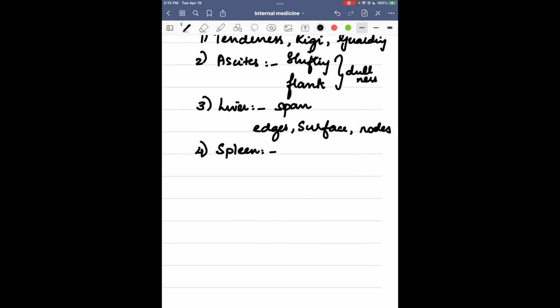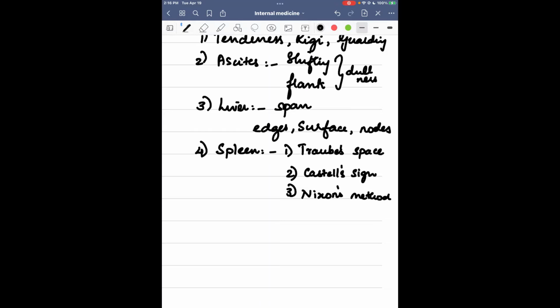So how do we check splenomegaly? There are three different techniques or methods that we can use. One is using the Traube space, another one is Castell's sign, and another method is Nixon's method. So let's go briefly over what these techniques are.